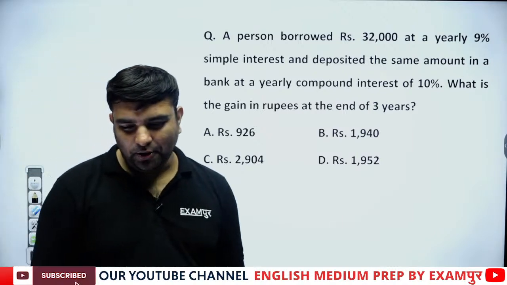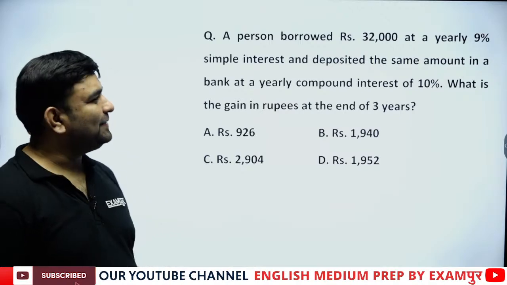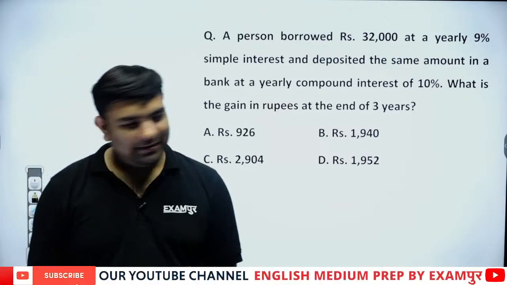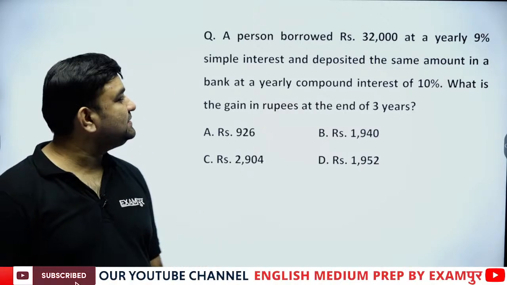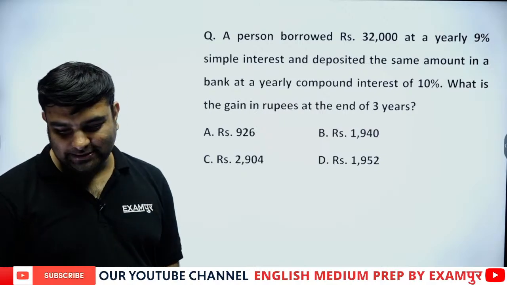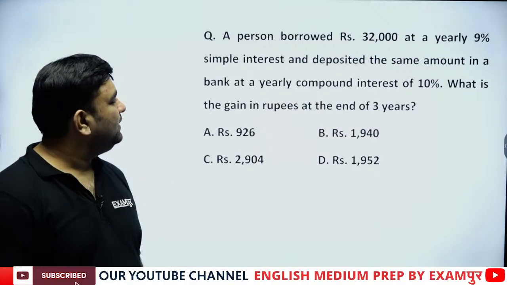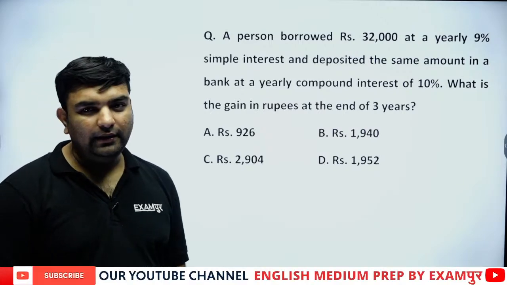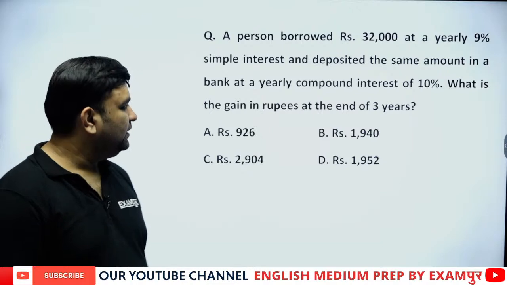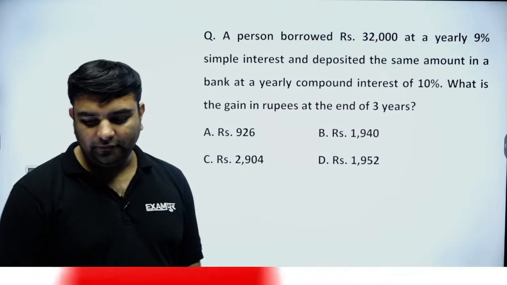A person borrowed 32,000 at the rate of 9% simple interest and deposited the same amount at a bank at a yearly compound interest of 10%. What is the gain at the end of 3 years?